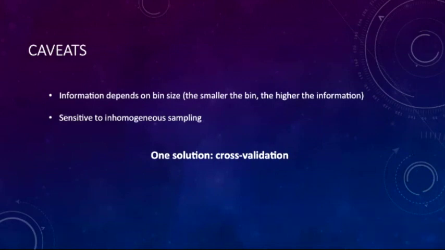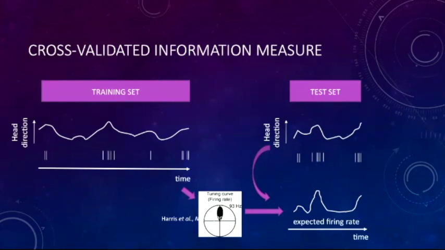What do I mean by that? Just imagine you take some of your actual data, we will call it the training set, and we observe the head direction and the spike train. From this training set, we build a model. In this case, the model is a tuning curve. So this is your model, the way you model the spike train of this cell.